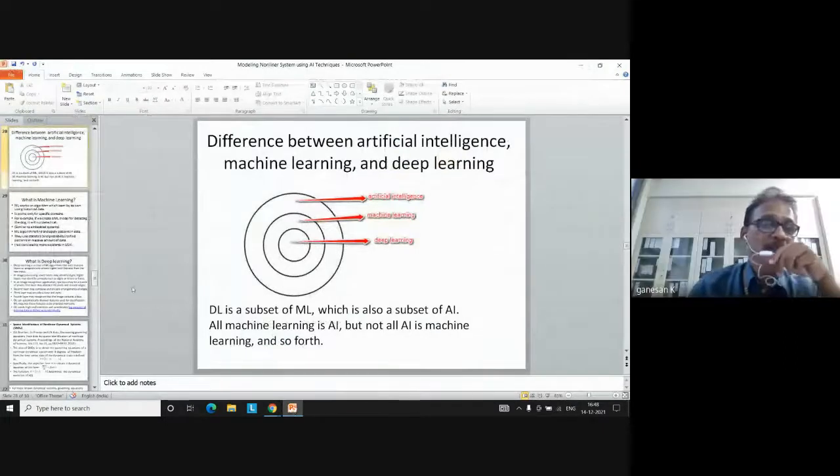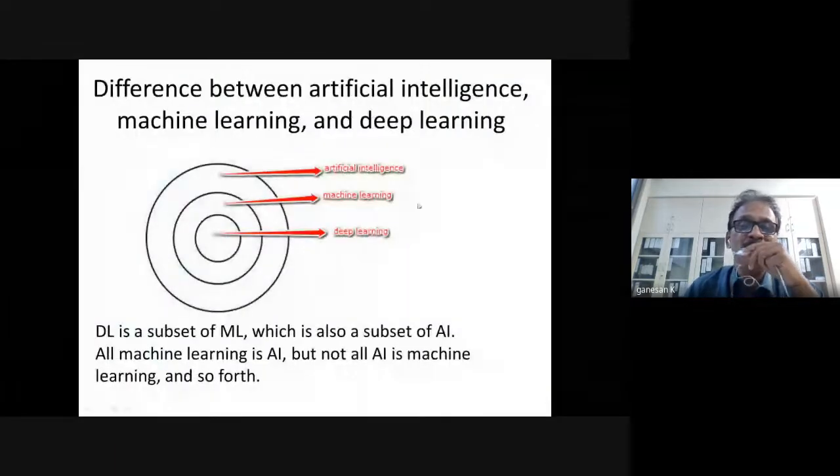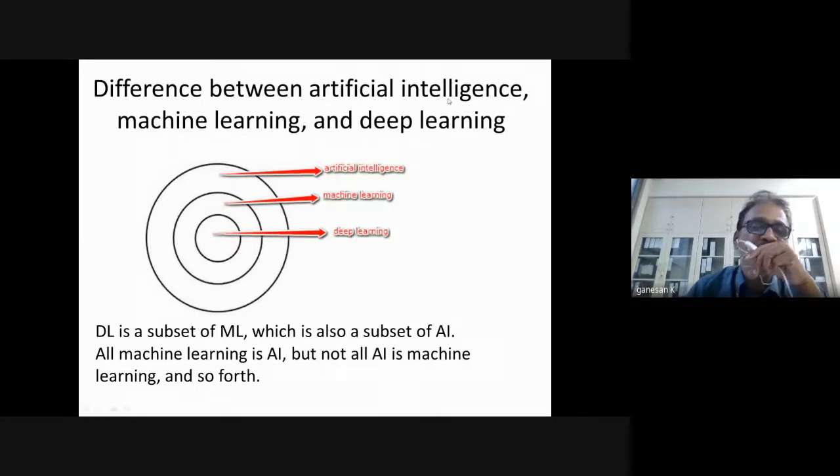Okay. Now let's move on to another interesting topic. What we have seen so far is one of the most important topics to understand deep learning. You should understand what the ANN is. Now people often get confused about the difference between artificial neural networks, machine learning and deep learning. Of course, as I mentioned, there are subtle differences.